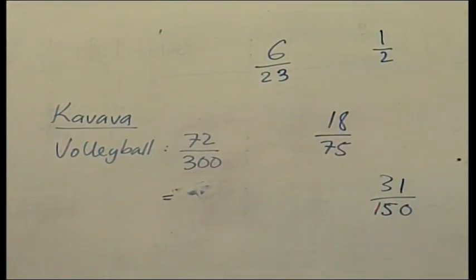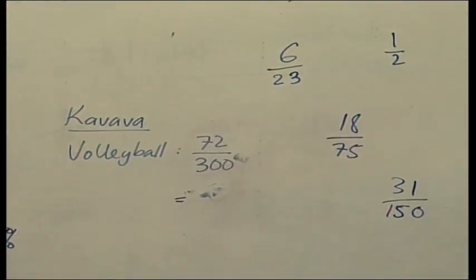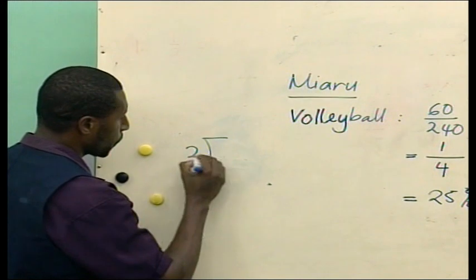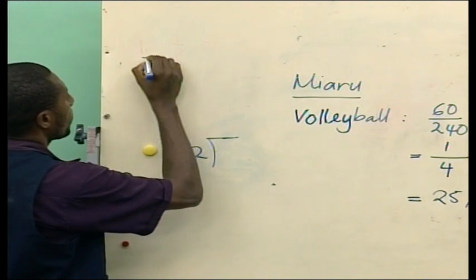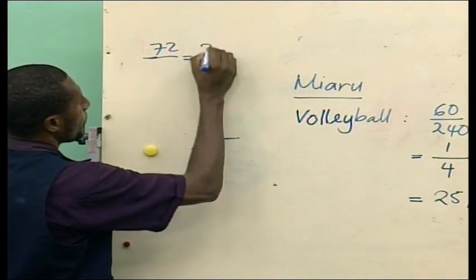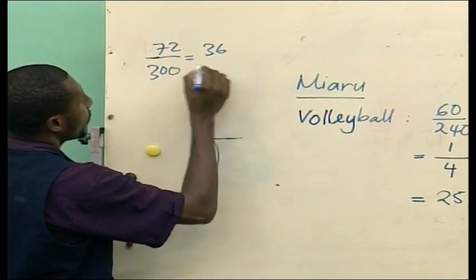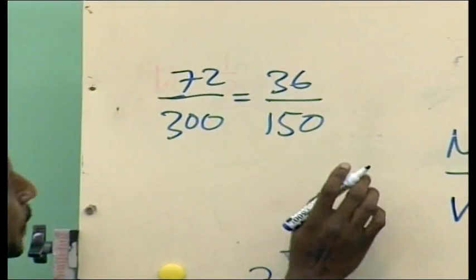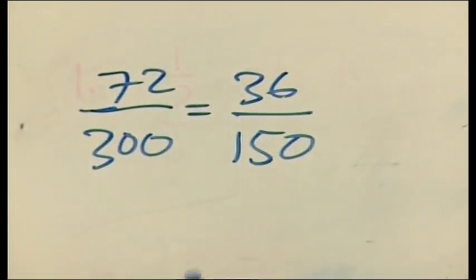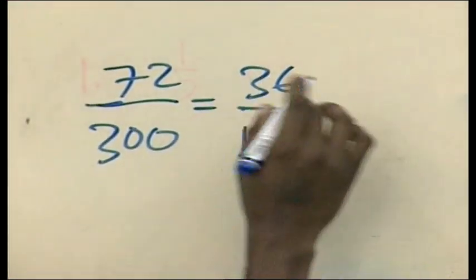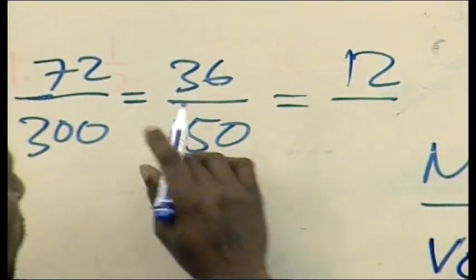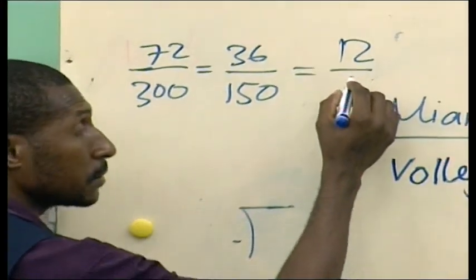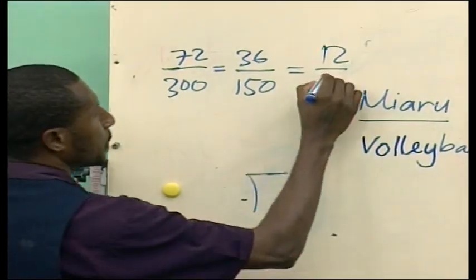Okay. Let's simplify that. Okay, let's try with a simple number. 2. 2 into 72? 36, yes. 2 into 300? 150. What can go evenly into this? 3? Okay, 3 into 36? 12. 3 into 150? That's 50.